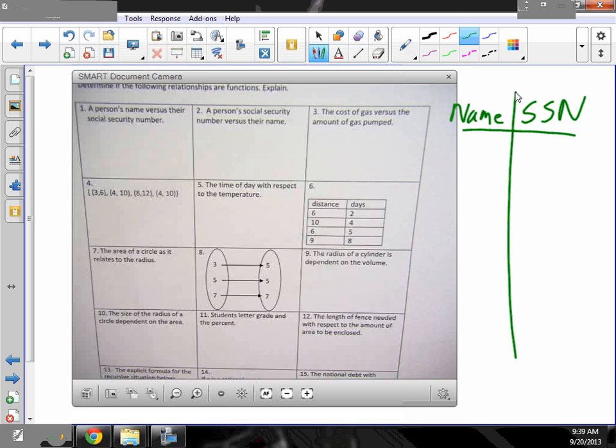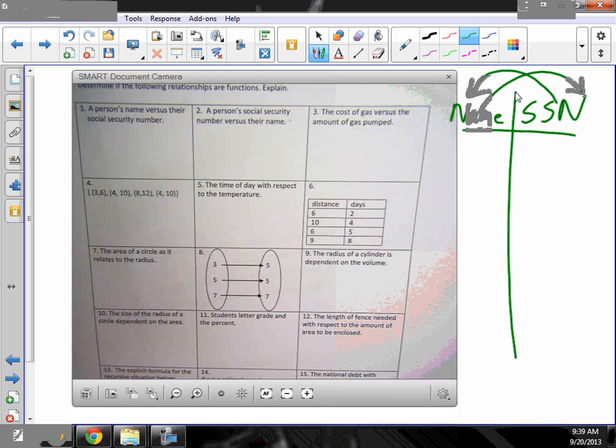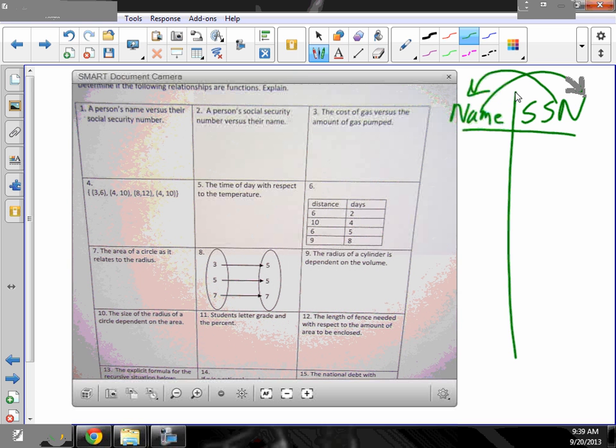Okay, what if we invert that? What if we bring the SSN over here and we bring the name over here? Yes, that would be a function. How come? Right, so every social security number is linked to only one name. But there might be multiple social security numbers linked to the same name, and that's okay. So sometimes a relation is not a function, but its inverse is. And sometimes a relation is a function, but its inverse is not a function.